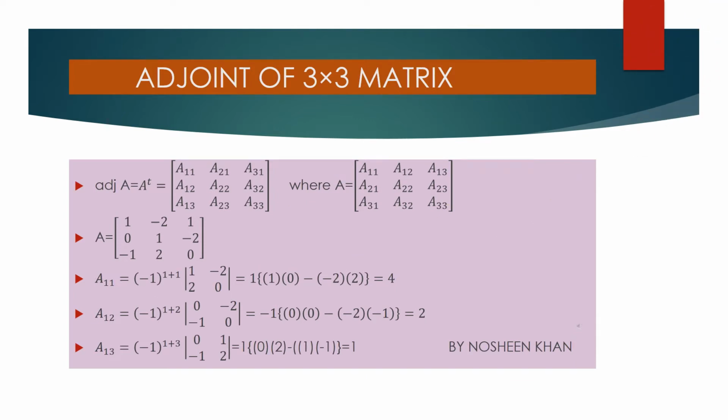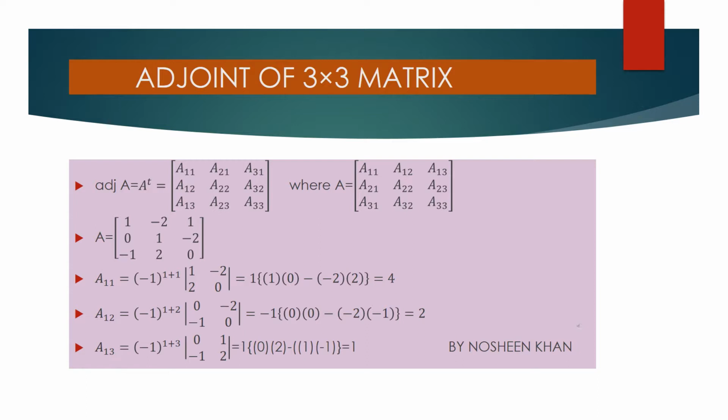Adjoint of a 3 cross 3 matrix. Adjoint of A is equal to A transpose, which is equal to A11, A21, A31, A12, A22, A32, A13, A23, A33, where A is equal to A11, A12, A13, A21, A22, A23, A31, A32, A33. A transpose means the rows will become columns. So here in matrix A, you can see that A11, A12, A13 is a row, but in A transpose, A11, A12, A13 is a column. So all these rows of matrix A will change to columns in the A transpose matrix.